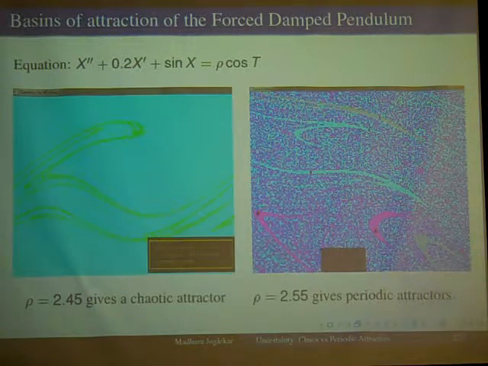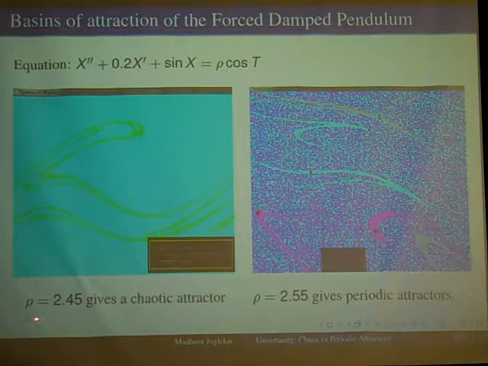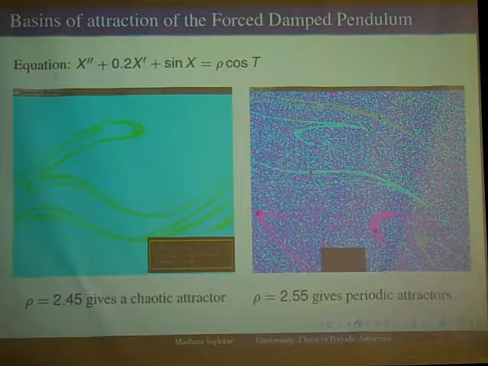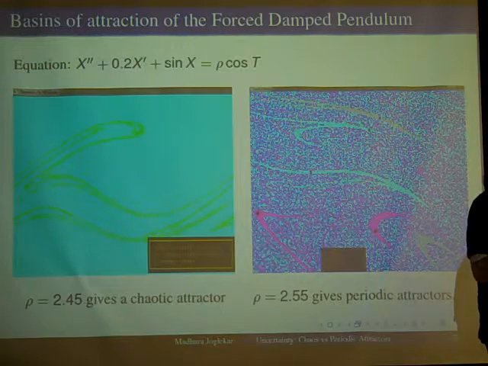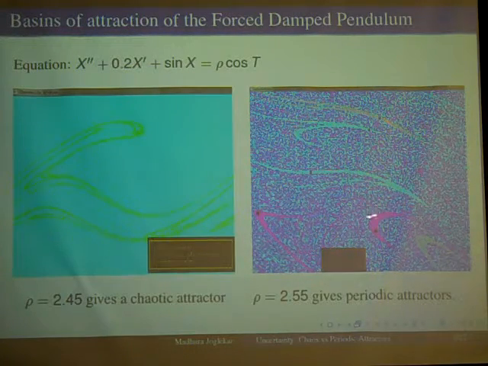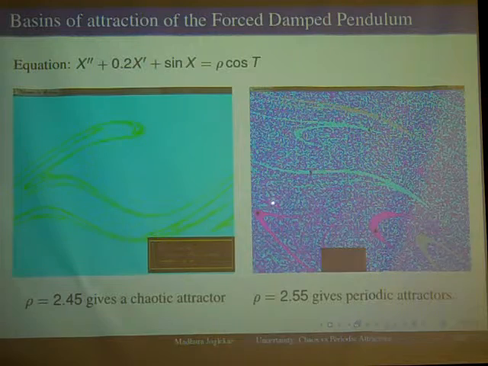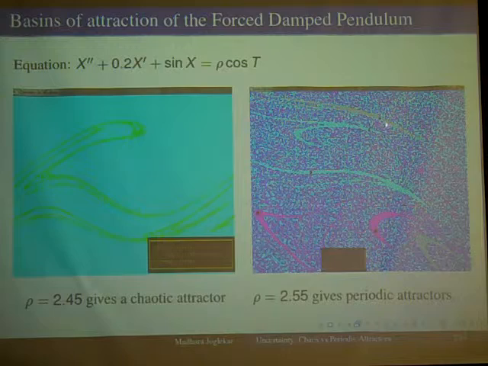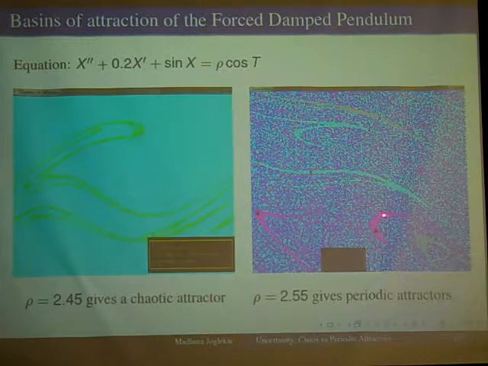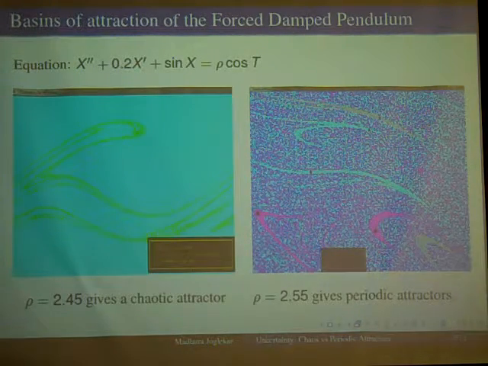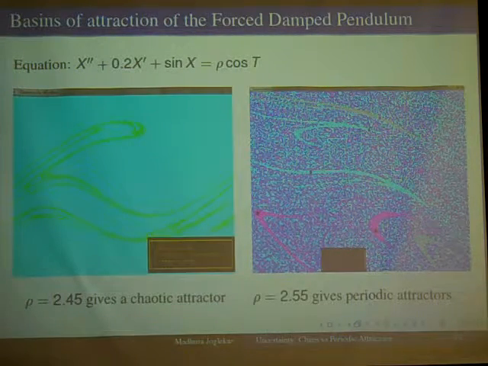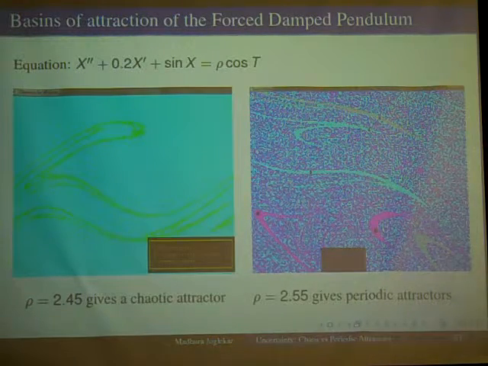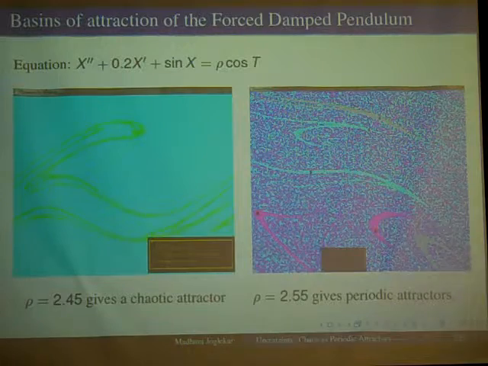Now if you bring about a small change in rho from 2.45 to 2.55, then the system behavior is no longer chaotic but becomes periodic. If you look at this diagram, these points over here show periodic attractors, and the regions around them, this gray region, the blue region, and the pink region, are the basins of attraction of the periodic attractors. So attracting orbits in the system can be really dependent on small changes in parameter values, which is why it's important to study the robustness of attracting orbits.